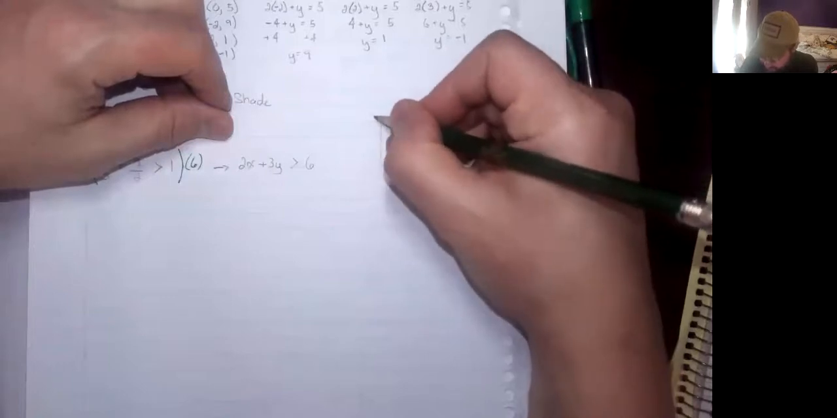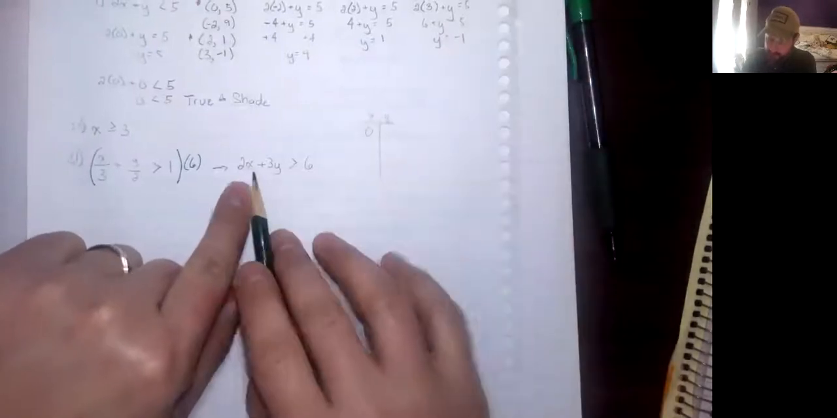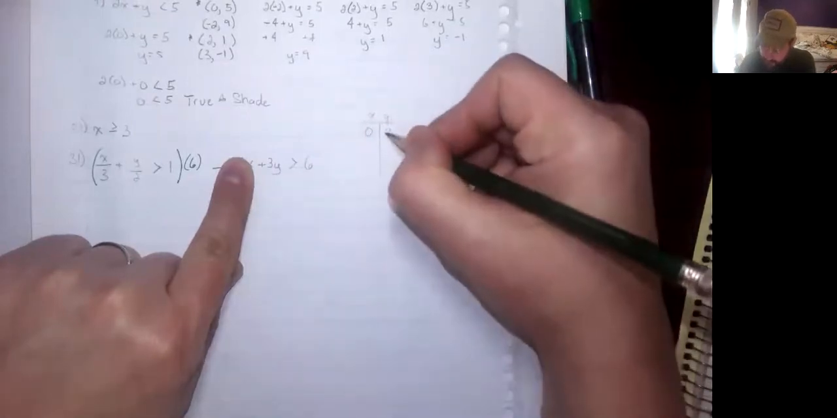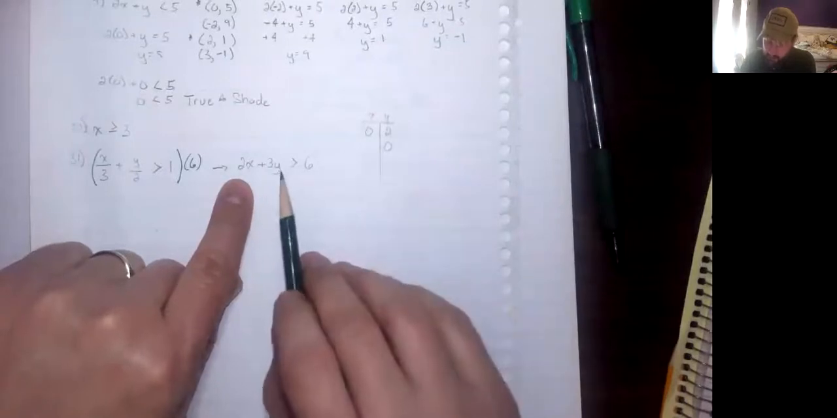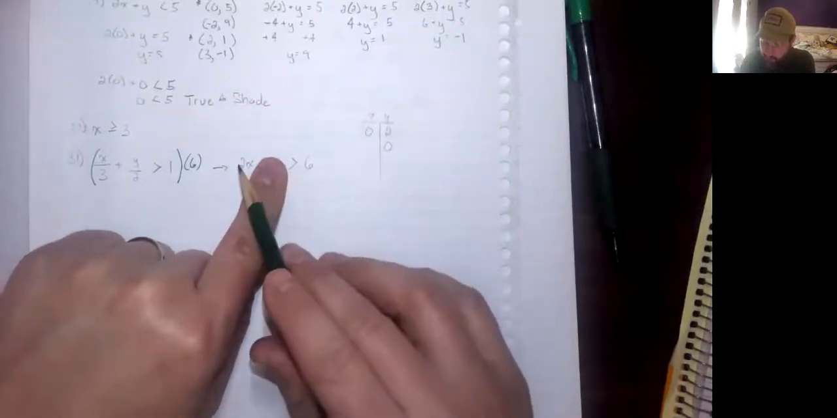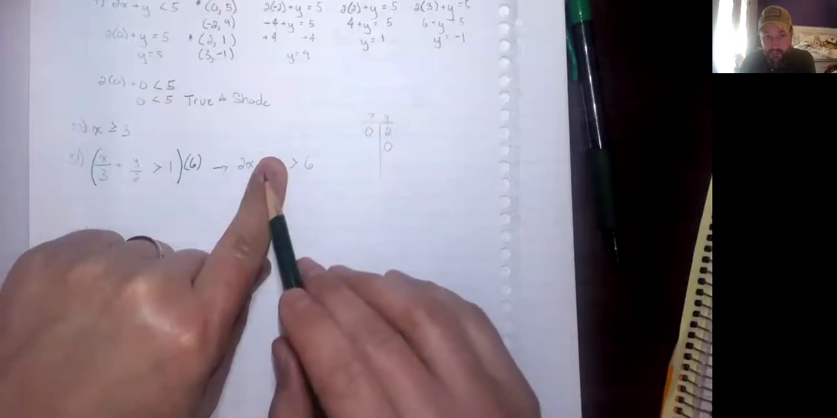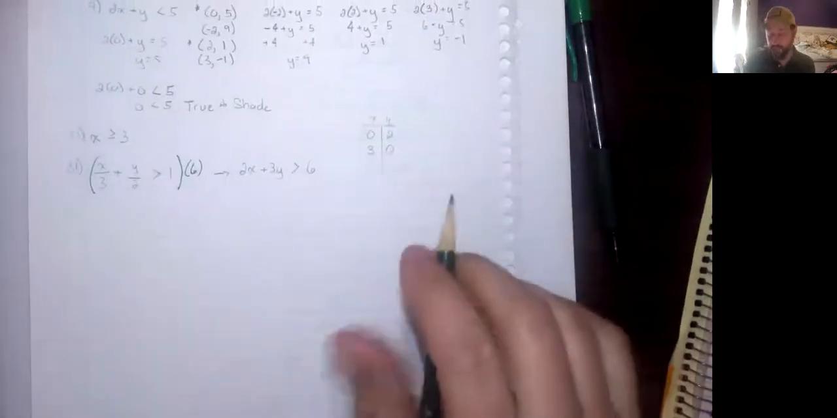Some people like the table method, x and y. I'm going to choose 0 for x first. When I do, I zero that out. 3y greater than 6, I divide by 3, y is greater than 2. Now I'm going to throw a 0 in over here. I'm going to find both my intercepts. So when I zero out y, I'm left with 2x greater than 6. I divide 6 by 2, and I get x equal to 3. I have both my intercepts.